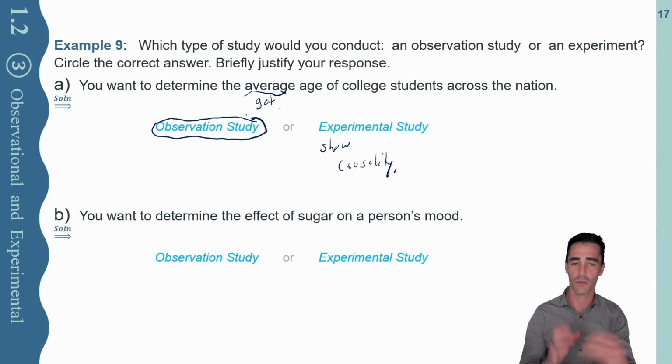And so maybe I can talk to admissions at a bunch of different schools and just say, hey, can you give me as many names as possible? But I can just make that observation there. Average age, just something I can get.